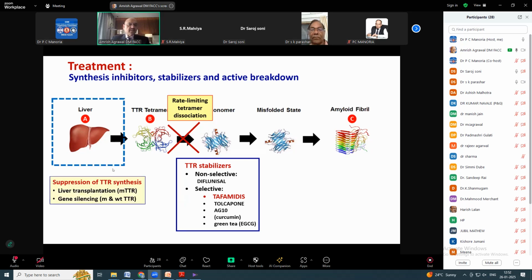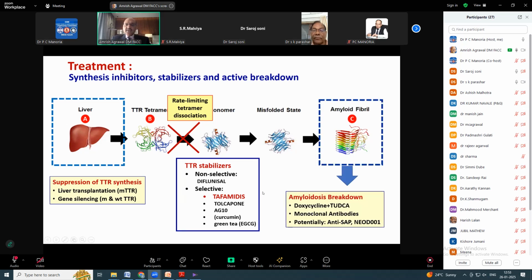We can obviously act on the liver by doing orthotopic liver transplantation, or we can use gene silencing techniques, which we'll discuss later on. These gene silencing techniques share a common mechanism. We know similar mechanisms, like inclisiran, the siRNA and ASO silencing mechanisms, and they are applicable to both wild type and hereditary amyloidosis. We can also try to remove the amyloid fibrils from deposited states. So there are therapies which are working on it.